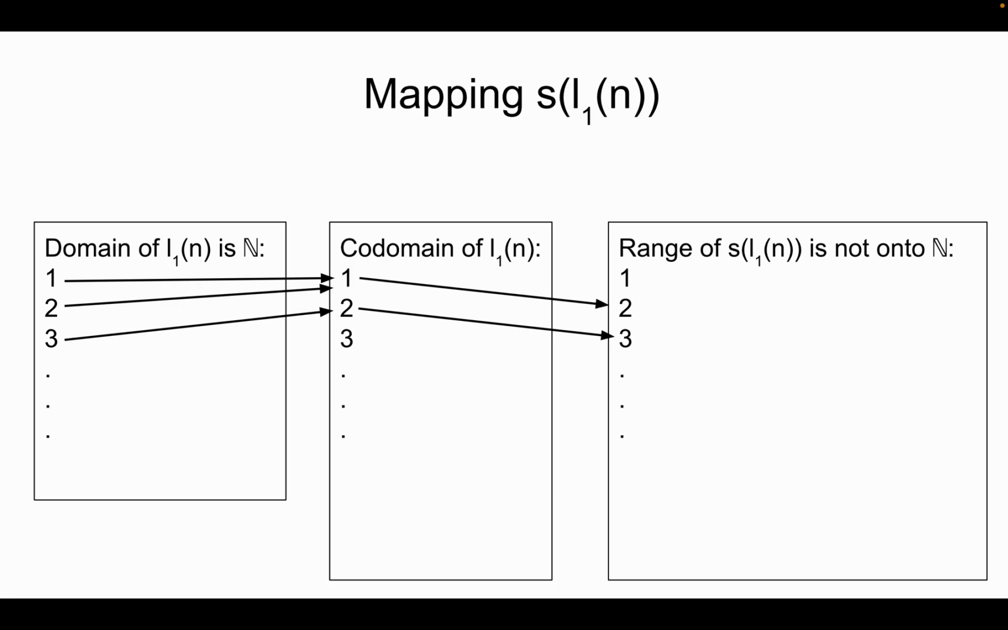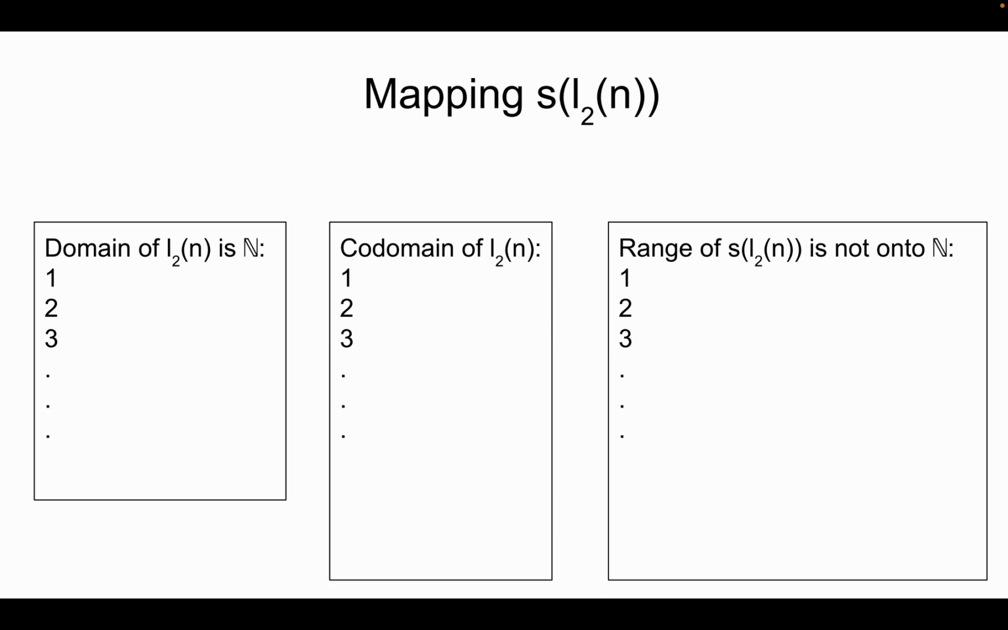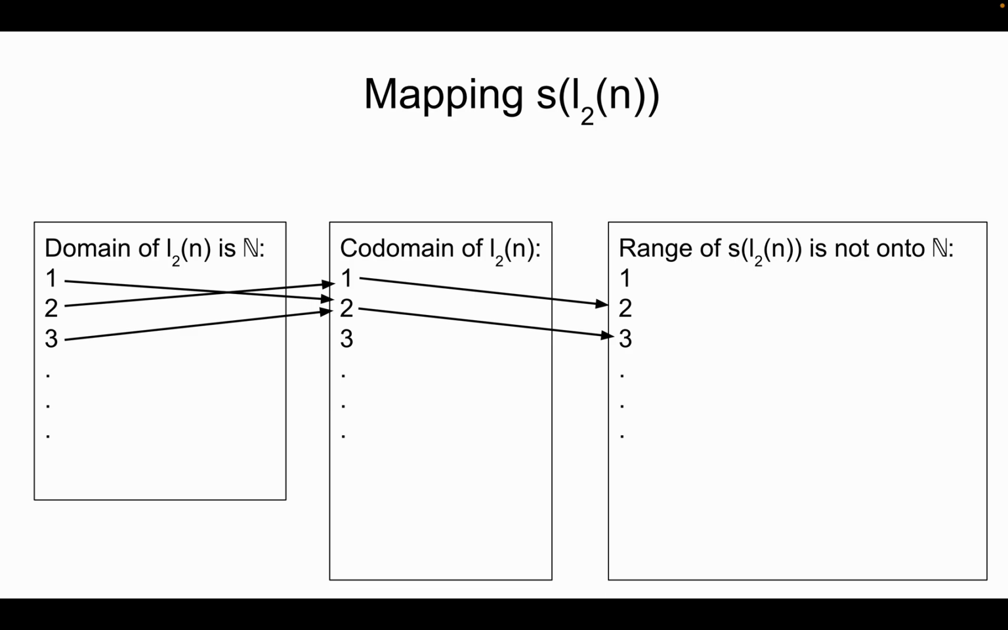I think I can say the same thing about L2, right? 1 maps to 2, 2 maps to 1, 3 maps to 2, and then 1 and 2 in the codomain of L sub 2 of n are going to map to 2 and 3 in the range of S of L2 of n. But again, I think I can say that that range is not onto the set of natural numbers. S of L2 of 1 does not map to 1, so this isn't a true inverse.